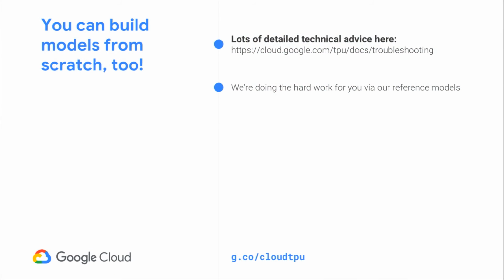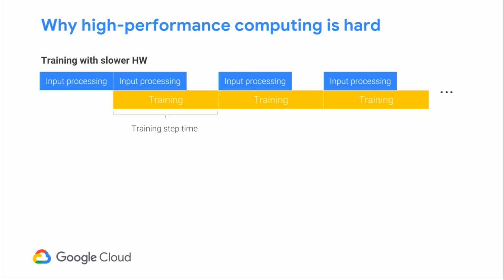I want to emphasize, though, that you don't just have to use these reference models. You can build models from scratch using layers and estimators and the TF Data API. There's lots of detailed technical advice in this troubleshooting guide and also in our performance guide and our documentation about tools. But we're really trying to do the hardest work for you via our reference models. So definitely start there today.